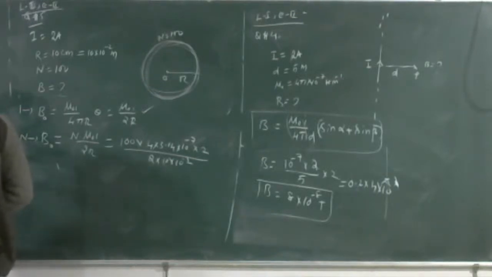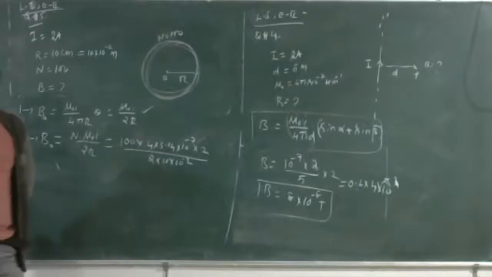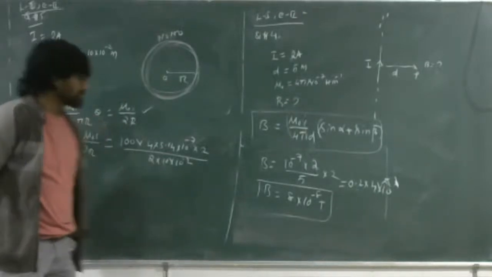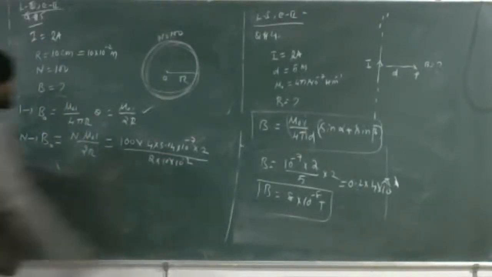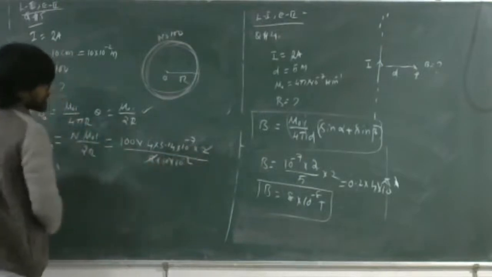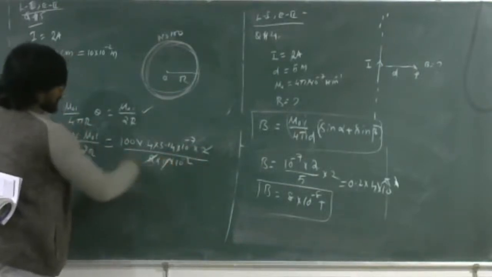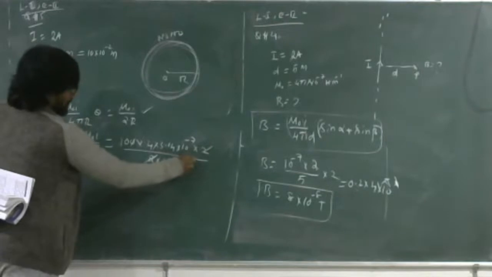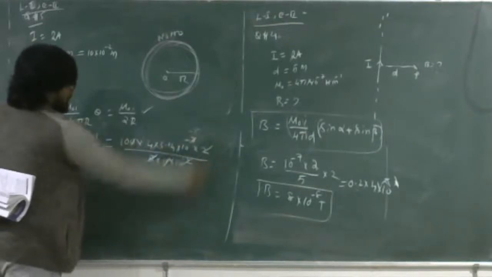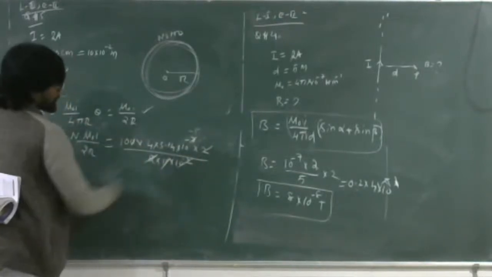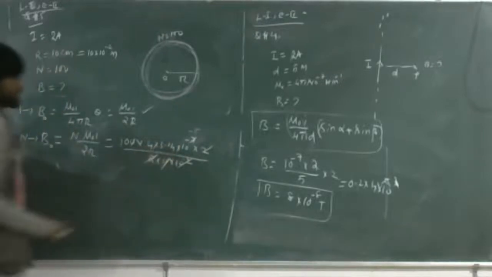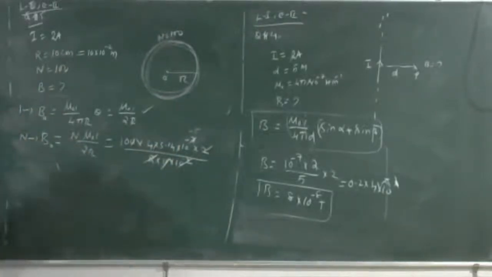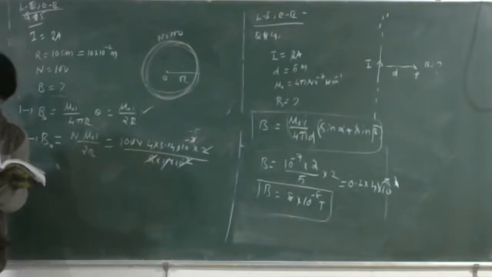Finished? Yes, that's right, boys. 10 power minus 2 here cancels and becomes 10 power minus 5. So we have 4 into 3.14. That's it, 10 power something. So by looking at the options directly you can take it right.